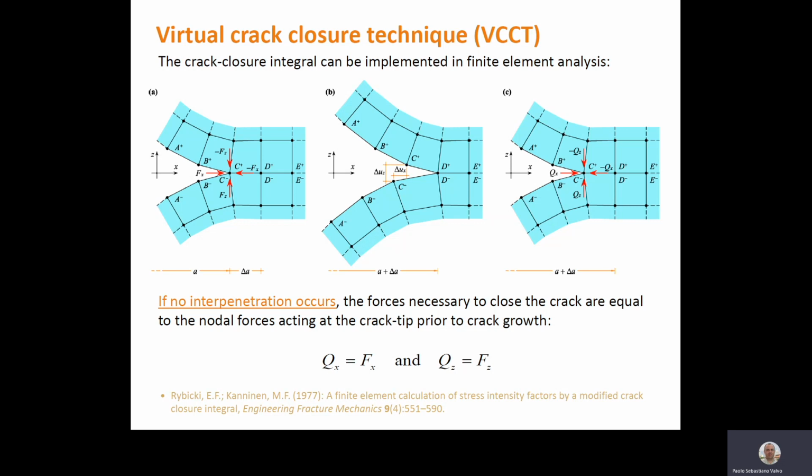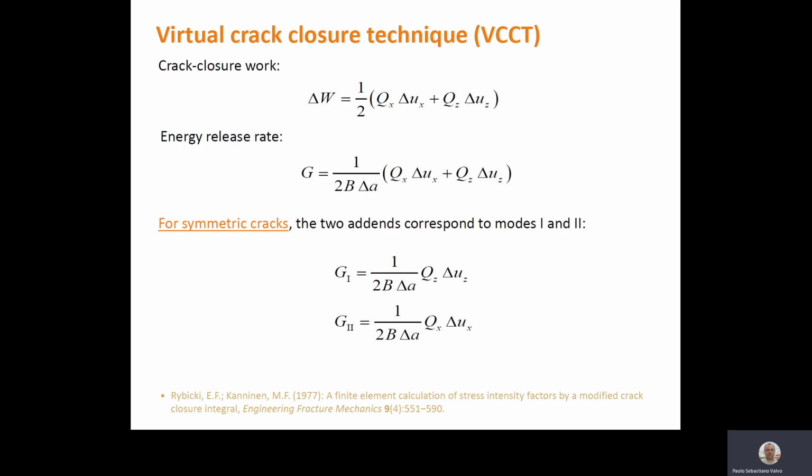And again, if no interpenetration occurs, the forces necessary to close the crack are simply equal to the nodal forces acting at the crack tip before crack extension. So Qx is equal to Fx and Qz is equal to Fz. We can calculate the crack closure work, delta W, and the energy release rate G. And again, for symmetric cracks, we note that the two addends entering the expression of G correspond to the mode 1 and mode 2 contributions.